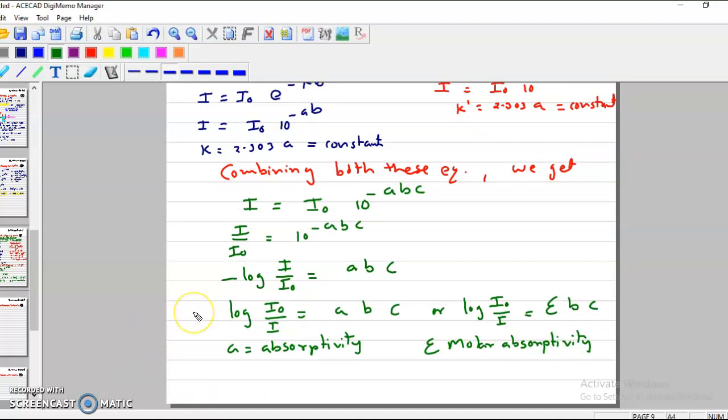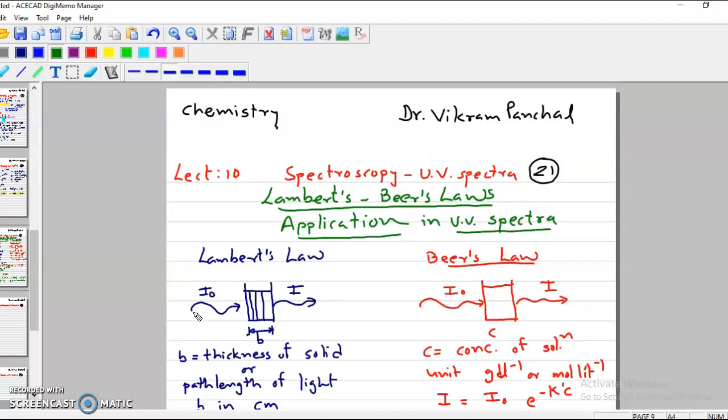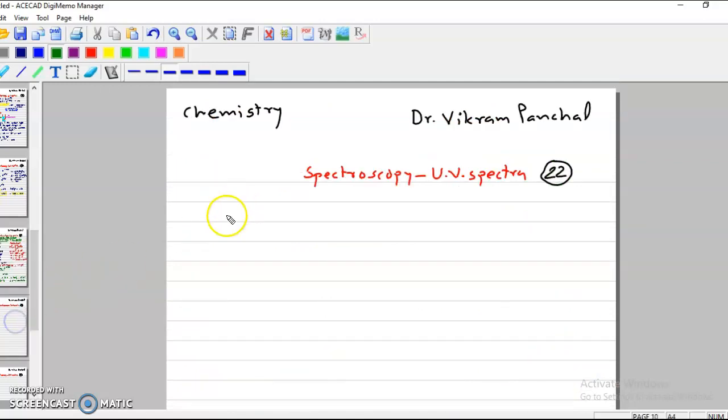So let us interpret all these terms in this formula. Interpretation: transmittance, which is related to transmitted light, and symbol is T, is equal to intensity of transmitted light upon intensity of incident light. From this we can have percentage transmittance, which is equal to I upon I0 times 100. So that we get percentage transmittance from transmittance.